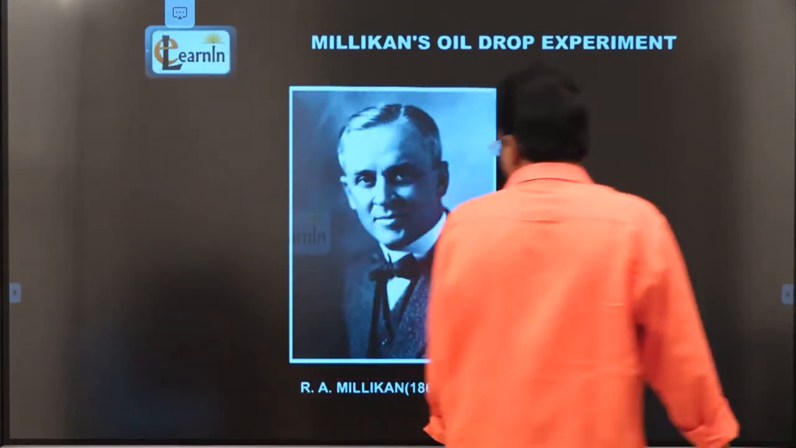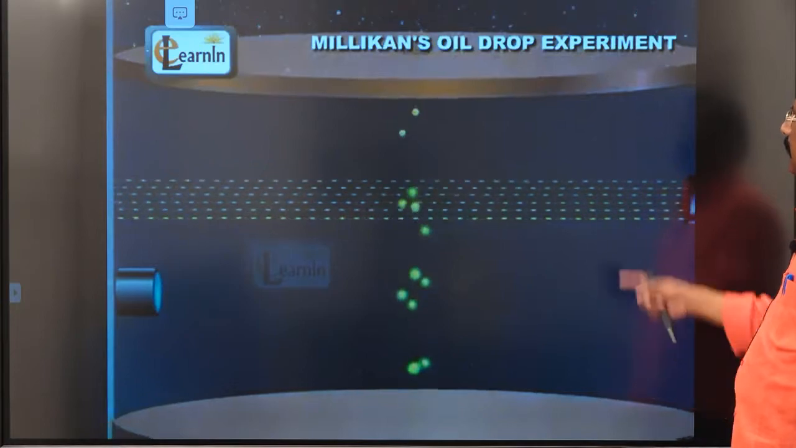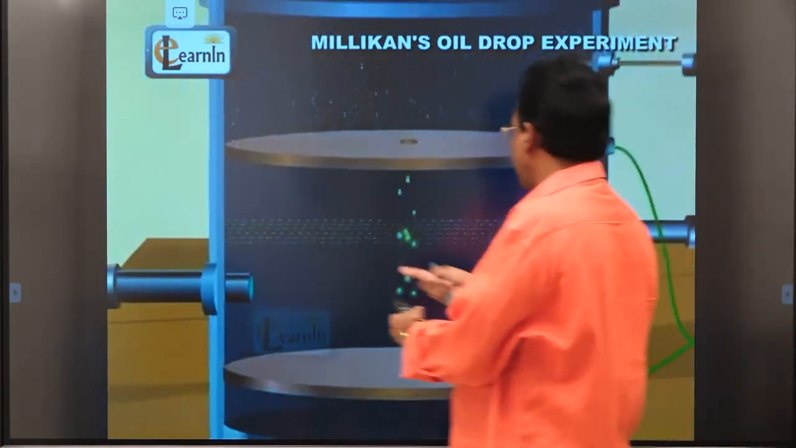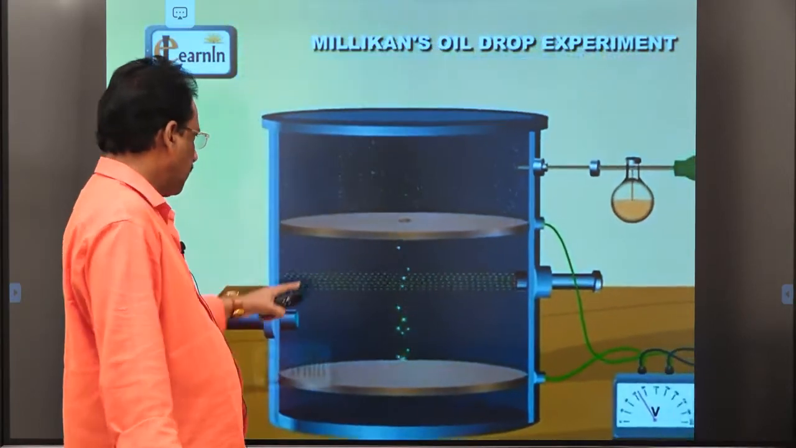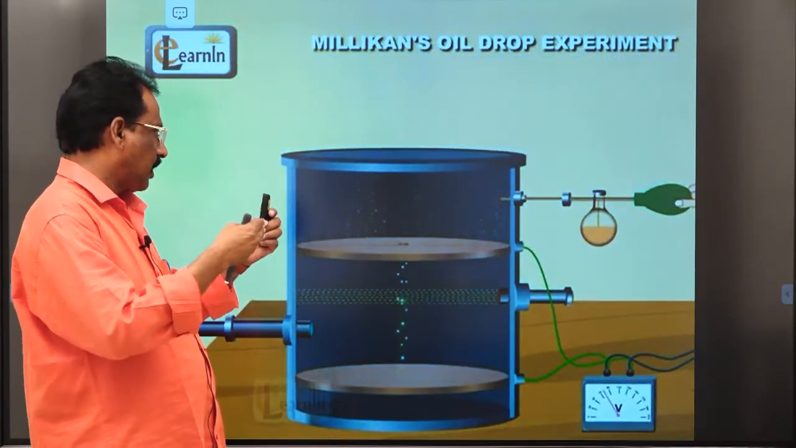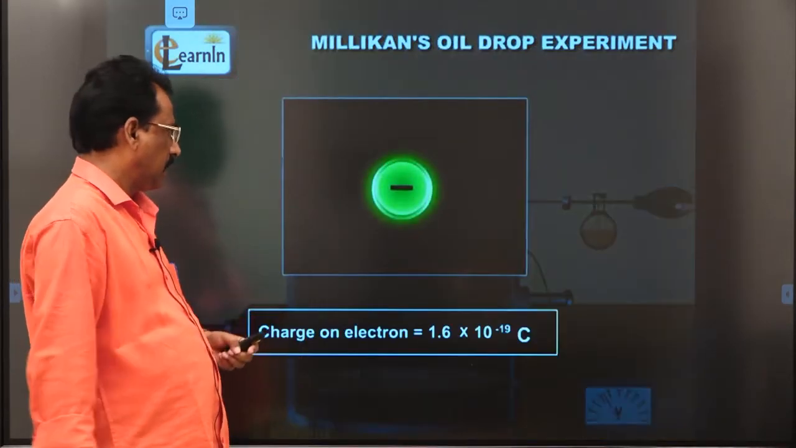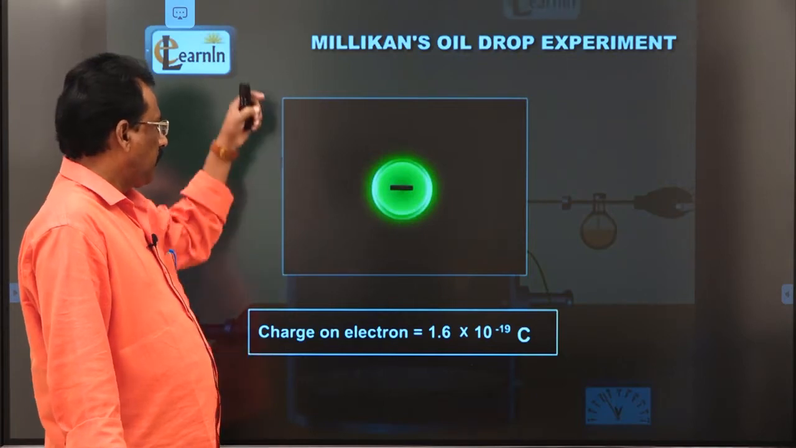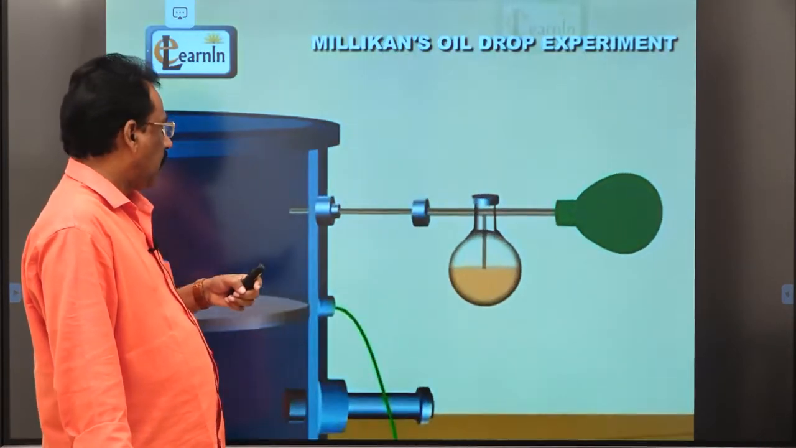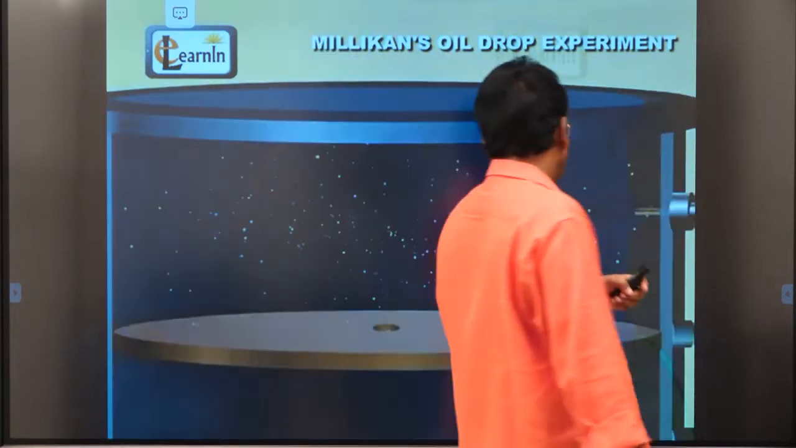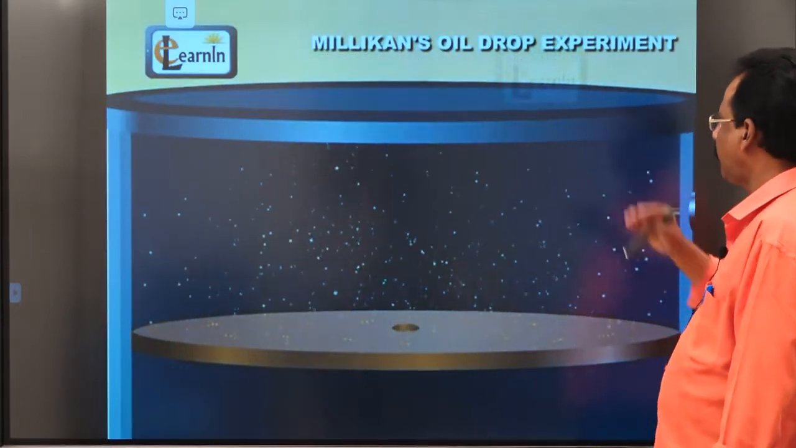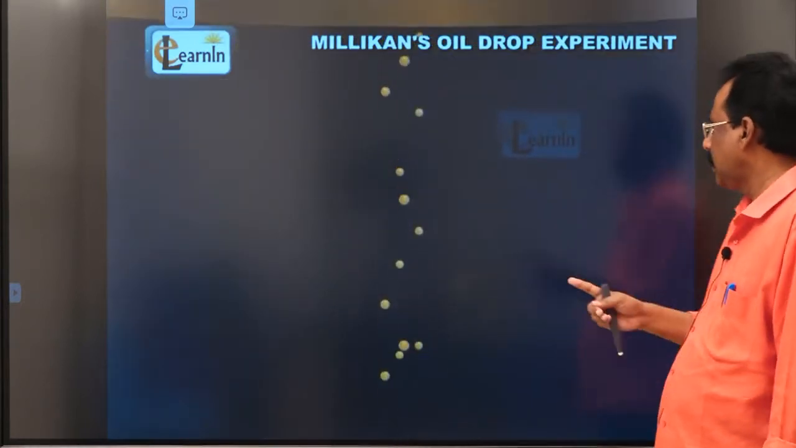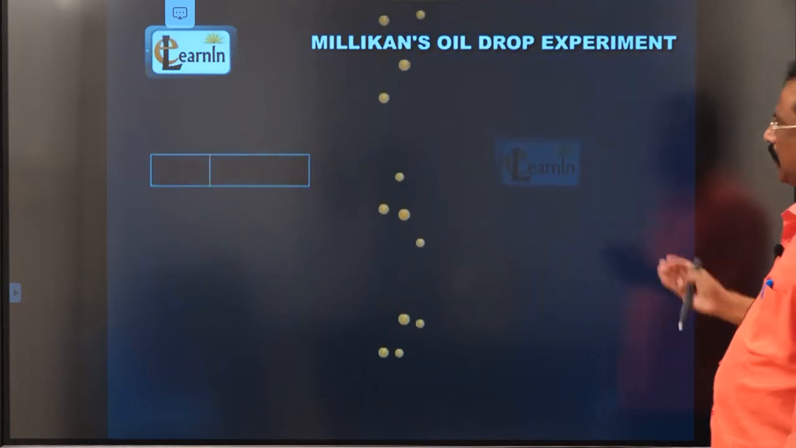So here is the photograph of Millikan. This is Millikan's oil drop method experiment. This is a chamber. In the chamber there is air. X-rays are made to strike with air. Charged particles are formed, and from the top of the chamber oil droplets are dropped into the chamber, and those oil droplets absorb the negatively charged electrons.